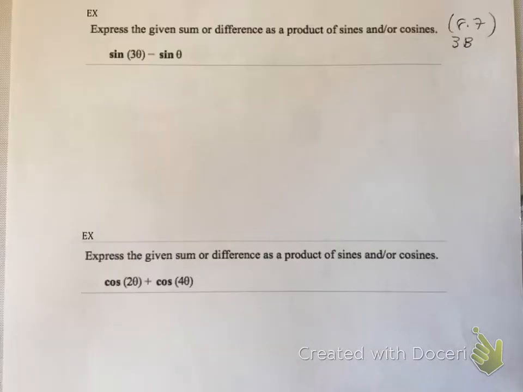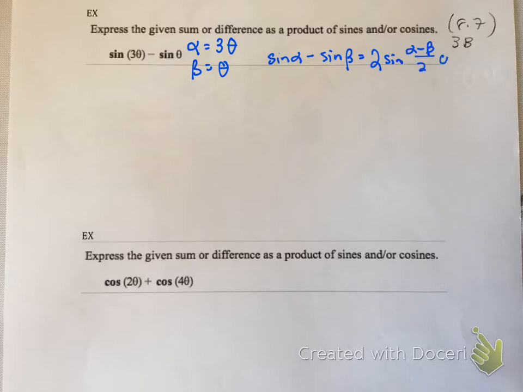All right, so let's go ahead and try this next one. Express the given sum or difference as a product of sines or cosines. So we have sine 3 theta minus sine theta. So alpha equals 3 theta and beta equals theta. Okay, so the formula, sine alpha minus sine beta equals 2 sine alpha minus beta over 2 times cosine alpha plus beta over 2.